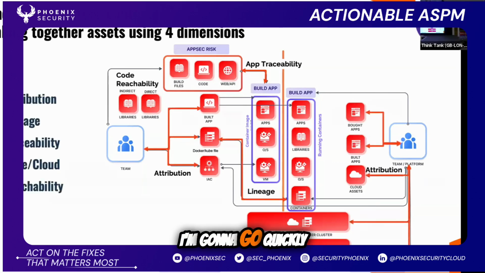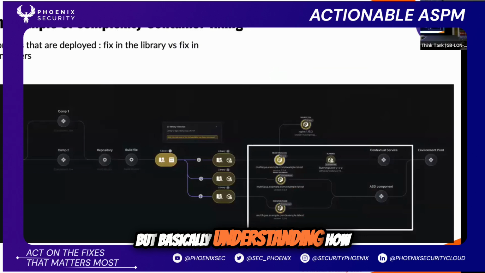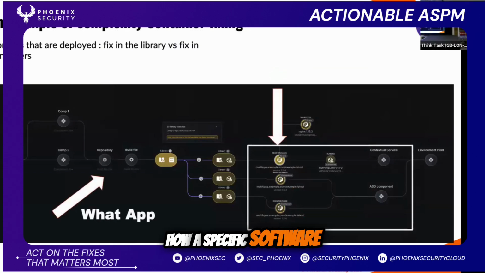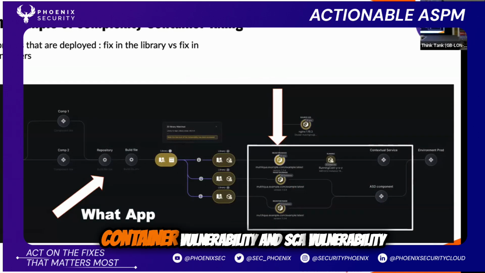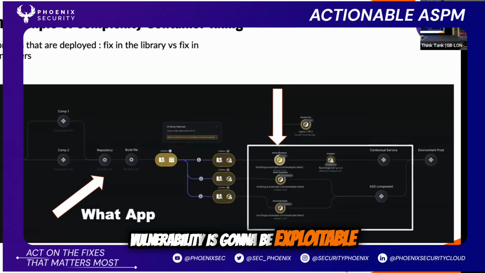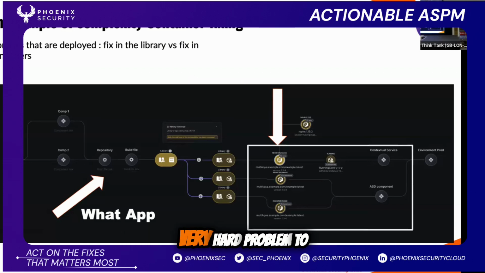So I'm going to go quickly through this, but basically understanding how a software supply chain is created, how a specific software, which app gets built in which container, which library gets loaded in which particular base image that gets loaded in where, is the answer you need for, for example, container vulnerability and SCA vulnerability. And that's even more important if it's exploitable, because if it's reachable, there's a high likelihood that the vulnerability is going to be exploitable. And this is a very hard problem to solve for an engineering team.